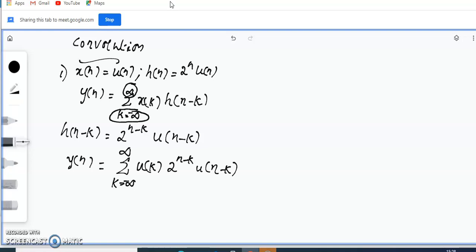Then what you have to do is change the limit. How do we change the limit? You can change the limit by substituting the value of this u of k. You all know that u of k is a unit step signal. For a unit step signal, the value is 1 and the range is from 0 to infinity. The unit step signal exists only from 0 to infinity. So if you substitute the value of u of k as 1, then you can simply change the limit from 0 to infinity, because this signal u of k exists only from 0 to infinity. It is as simple as that.